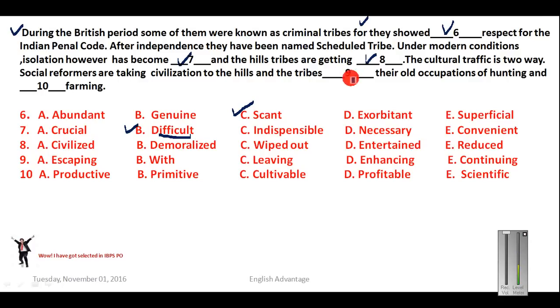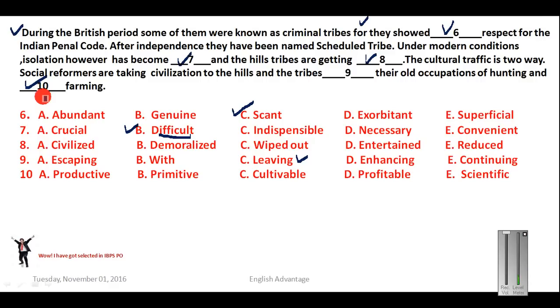Now here you need a word that is equivalent to escaping, that is, equivalent to leaving. Okay, because leaving their old occupations. So here the correct choice will be leaving their old occupations of hunting. You must know about this if you are a good student of history, that they used to do hunting and farming. Now what kind of farming were they involved in? They were definitely involved in primitive farming. The farming they used to do was not modern, not current, not scientific, it was definitely old, ancient and primitive. So that is why primitive will be the right choice here.